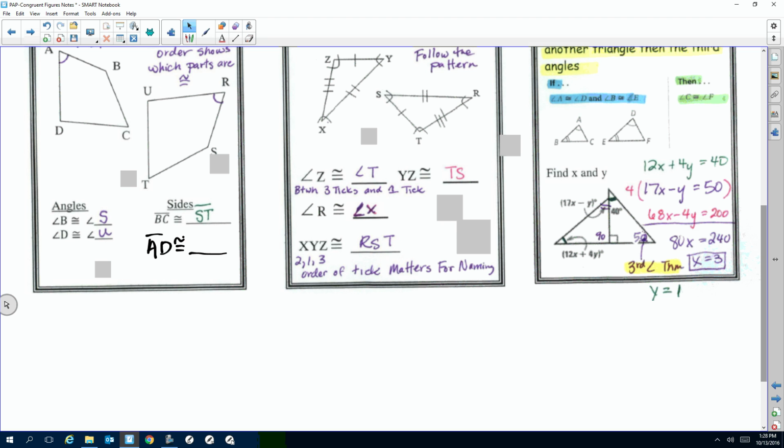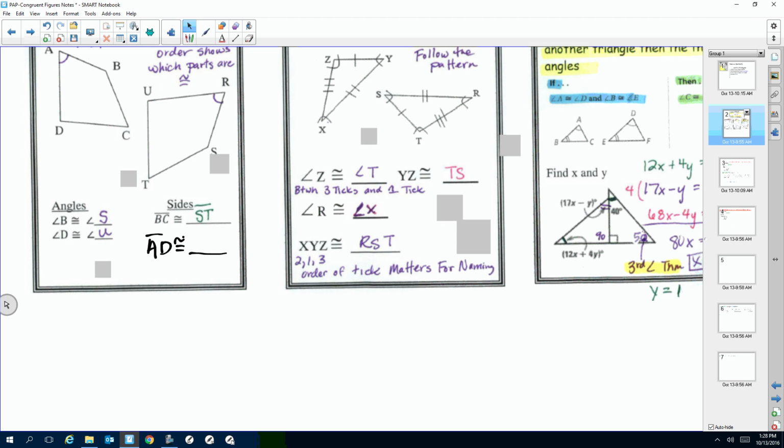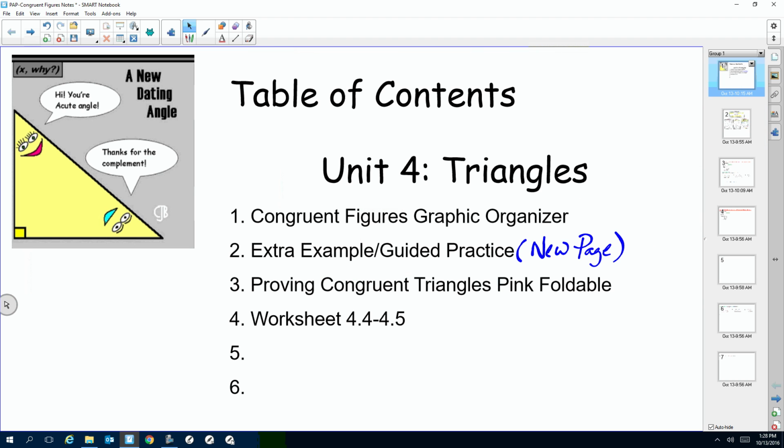Yeah. Also, guys, when we started this, right here, this little picture, here's a little triangle joke, a new dating angle. It says, hi, you're a cute angle. And it says, thanks for the compliment.